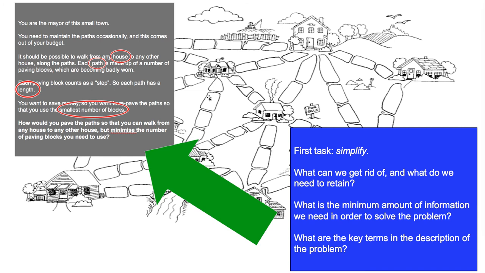And then the problem is just, how do we find a set of paths that keeps the houses connected using the smallest number of blocks? So it's houses, paths, smallest number of blocks, and the fact that each link has a length. That's all we need to know about this problem.